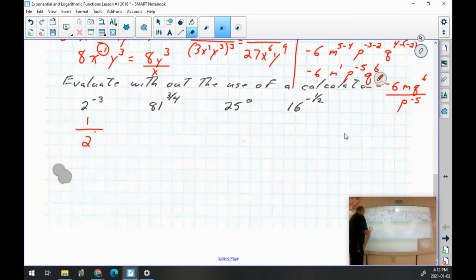If we break these down, I'll deal with the negative first. I happen to like that way. There's no problem cubing it first. And 2 to the power of 3. So 2 to the negative 3 is equal to 1/8.